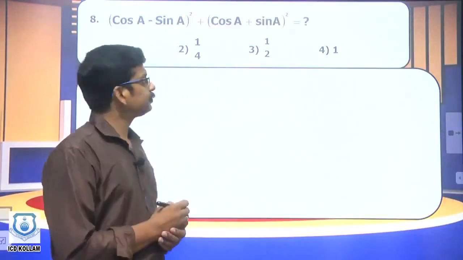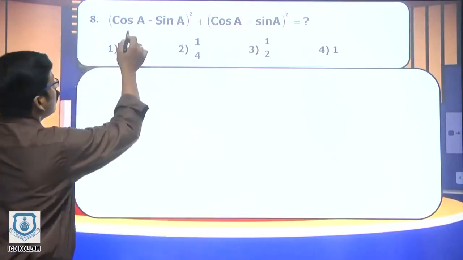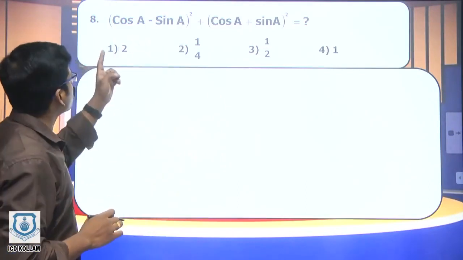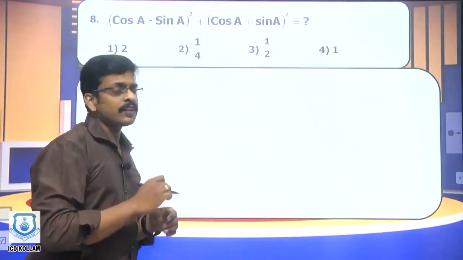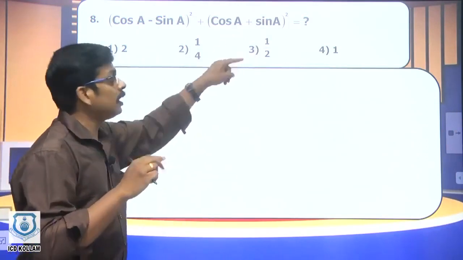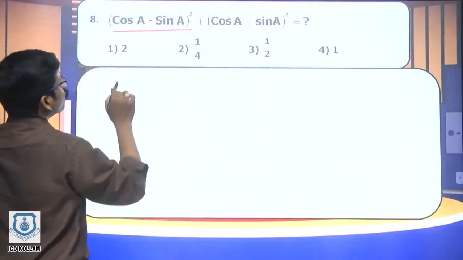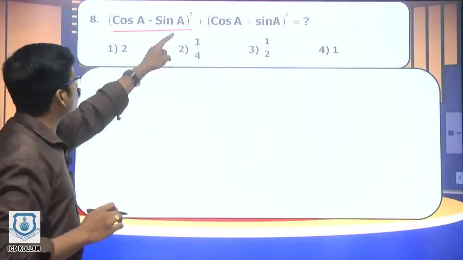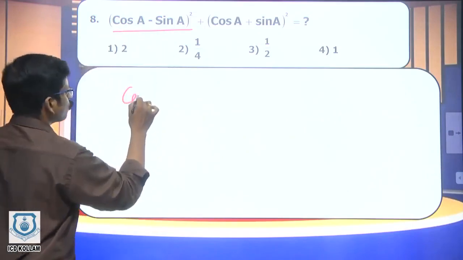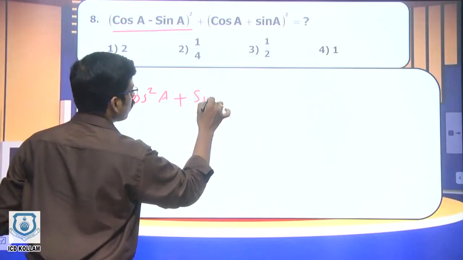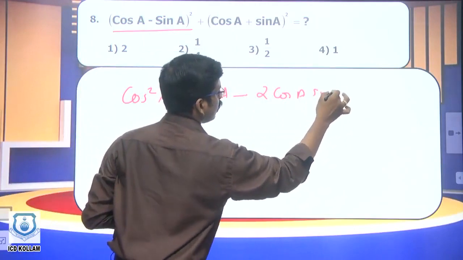Question number 8. Here, cos A minus sin A the whole square. You know, A minus B the whole square is actually A square minus 2AB plus B square. A plus B the whole square is A square plus 2AB plus B square. While squaring, this is actually cos square A plus sin square A minus 2 sin A cos A. Out of which cos square A plus sin square A, you know, minus 2 cos A sin A.